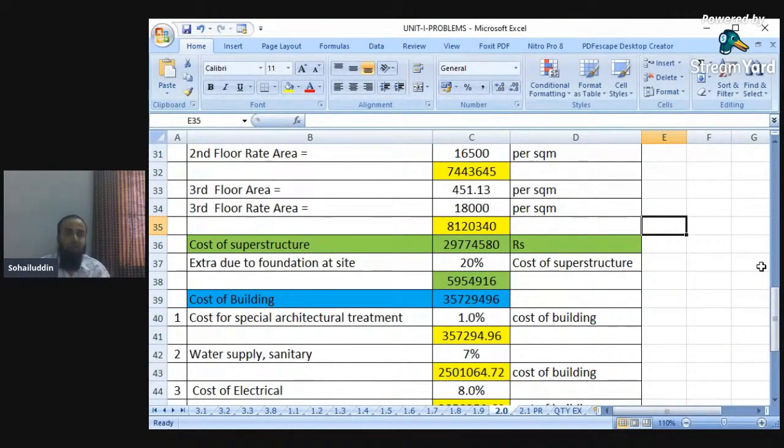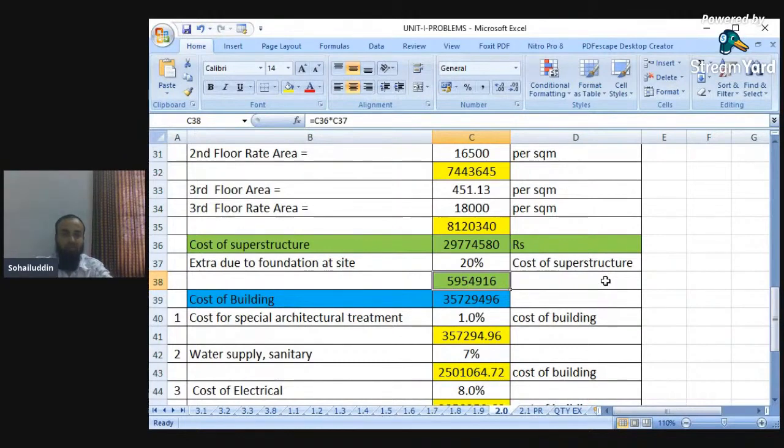Next, the extra cost required for foundation at site. It has been taken as 20% of the cost of superstructure. This is most important: 20% of the cost of the superstructure has been reserved for foundation at site. From this 20%, it comes to 5,954,916 rupees. So this is the extra cost due to foundation at site.